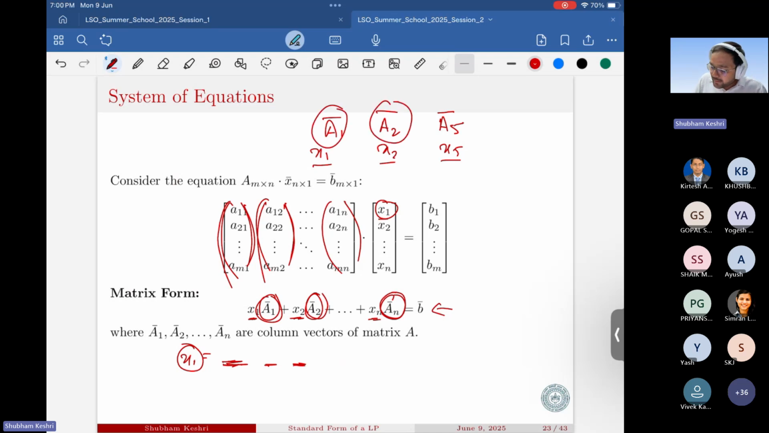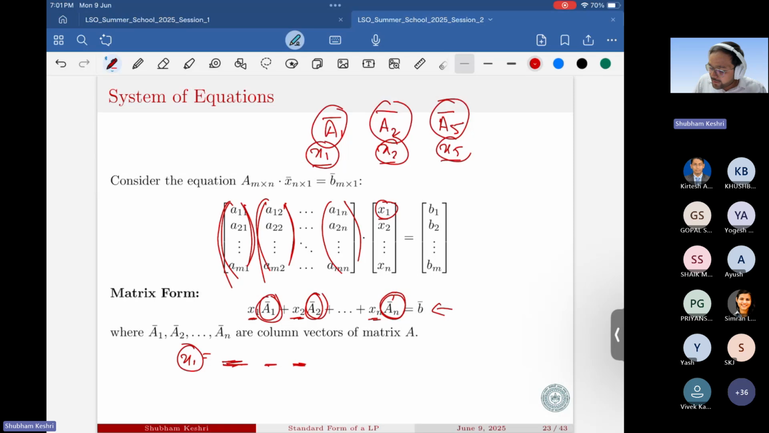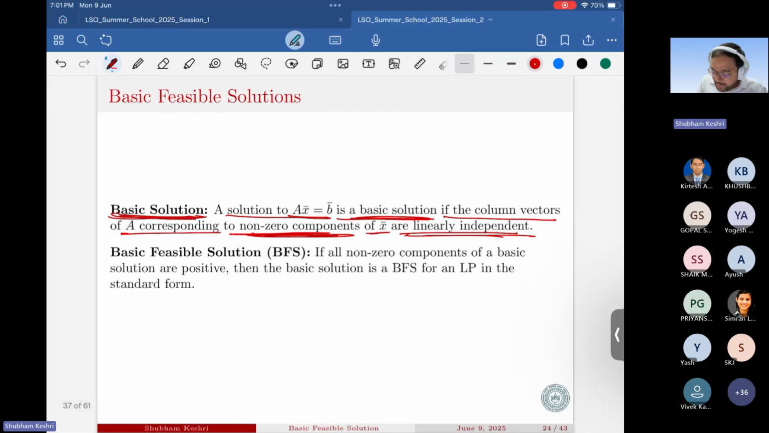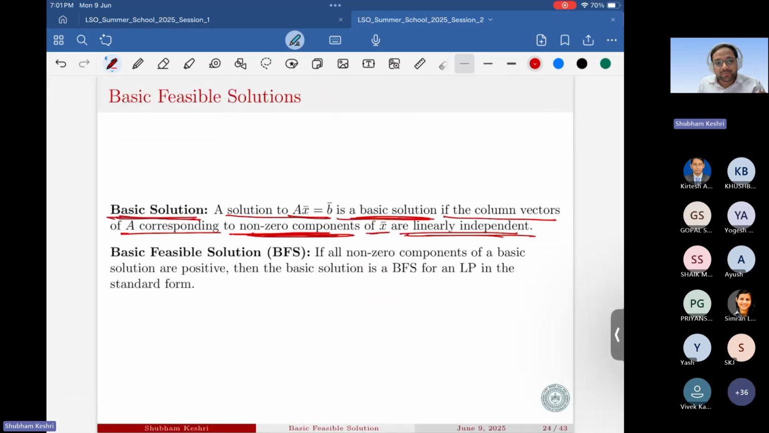Now, if these vectors are linearly independent, which is something coming from matrix theory, then this solution with x1, x2, x5 and all others as 0 is known as a basic solution. So what will that solution look like? It will be x1, x2, 0, 0, x5, 0, 0 and so on. So these three components are non-zero and all others are 0. This solution is known as a basic solution. Okay, is it all right?